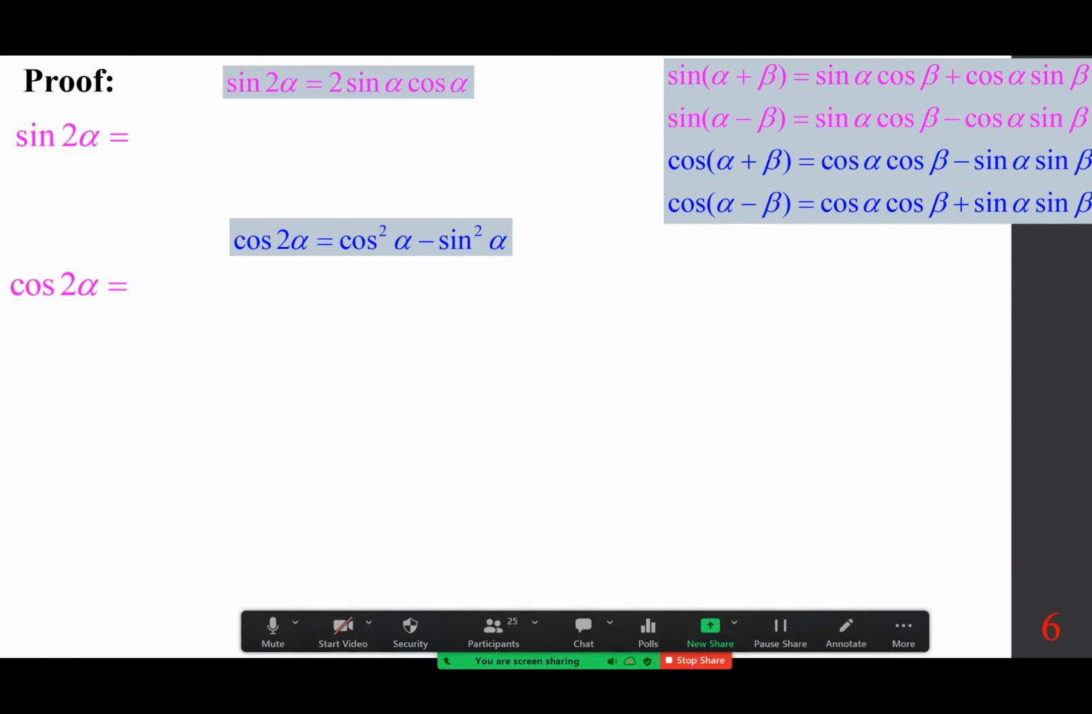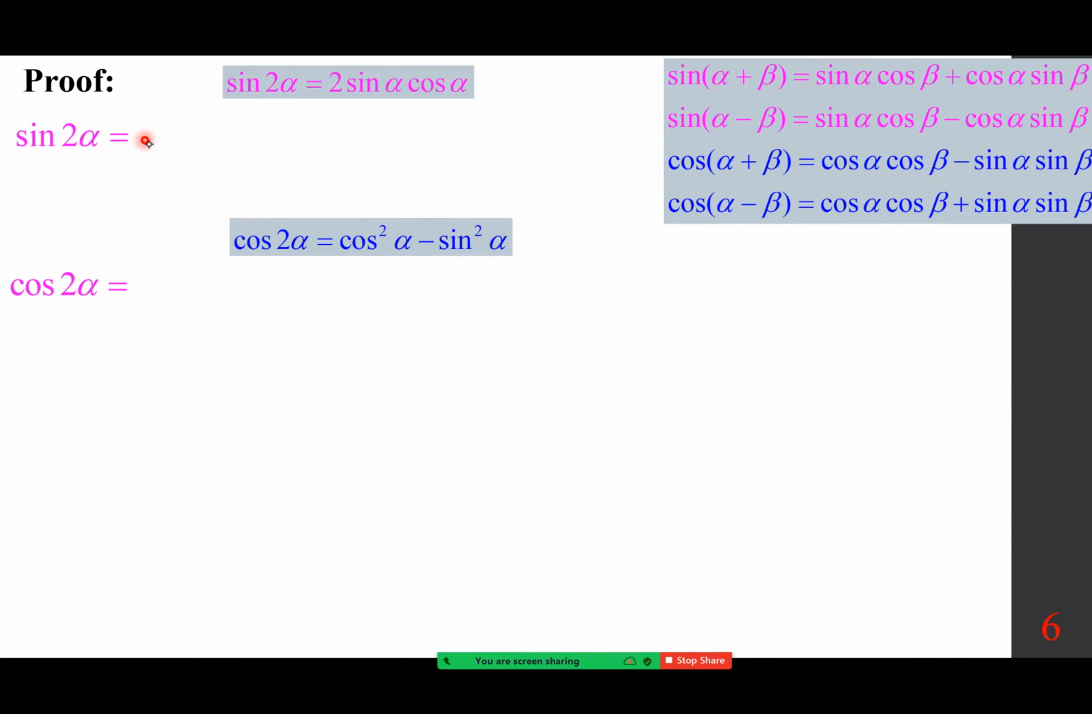All right, starting with sine of 2 alpha, we want to prove that it's 2 sine alpha cosine alpha, and we're going to use the fact that sine of alpha plus beta has this formula. So what if, instead of beta, we put alpha. So sine of alpha plus alpha. So if I replace this with alpha, then I'm going to replace this with alpha. I'm going to replace this with alpha. And that is sine alpha cosine alpha plus cosine alpha sine alpha. These two are identical, and it proves the identity.